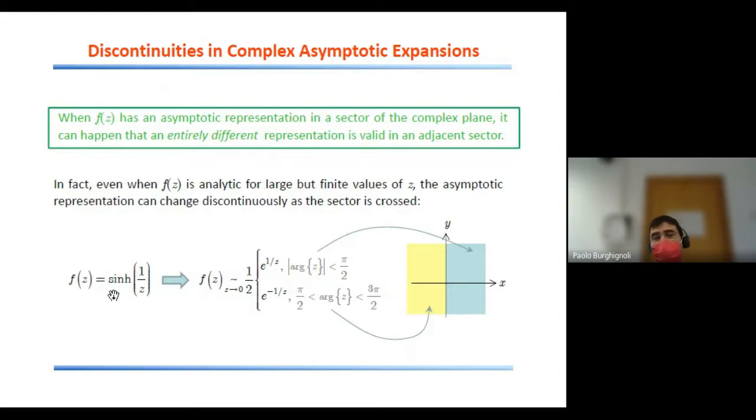If you take the hyperbolic sine of the inverse of z, and if you perform the limit when z tends to the origin of the complex plane, you will discover that if you approach the origin from the cyan area, that is from the right half plane, then this function is asymptotic to 1/2 of the exponential of 1 over z. Whereas if you are in the yellow part, on the left half plane, you are asymptotic to 1/2 of e to minus 1 over z. So there is a minus in the numerator. So it depends on the sector you are considering what kind of asymptotic behavior you get.